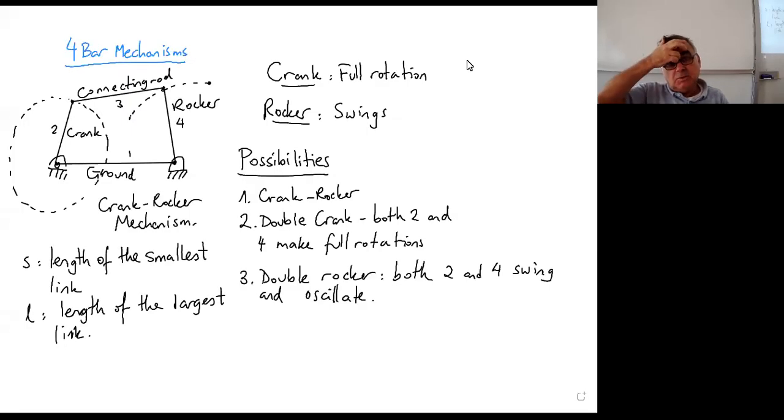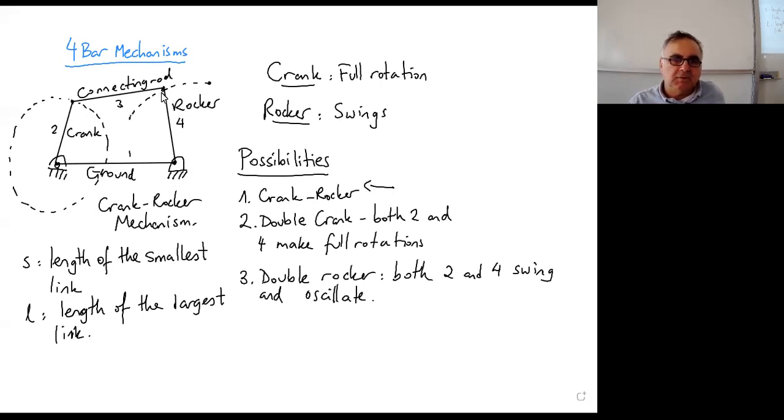Okay, so we are talking about characteristics of four-bar mechanisms, and four-bar mechanisms can be classified according to their motion. Probably the most common is the crank rocker, in which you have the link 2 makes a full rotation, okay?